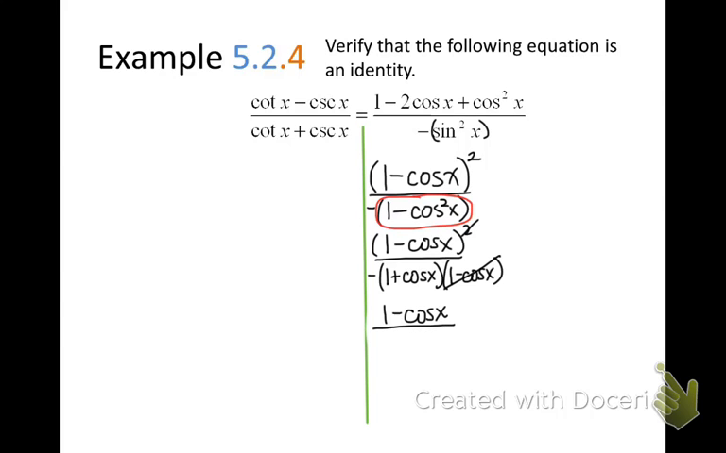So I was able to cancel one of those, and now I'm left with negative 1 plus the cosine of x, right? Do we agree? Okay. Is there much more I can do with this side? Or do you want to start working on the other side? What do you guys want to do? Yeah, I'd probably switch to the other side at this point. I mean, I could distribute that negative through, but that's not really going to make or break trying to match the two sides together.